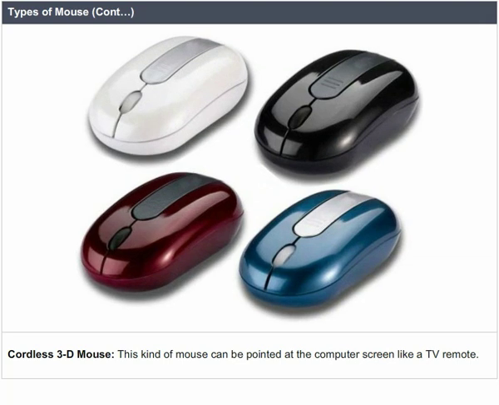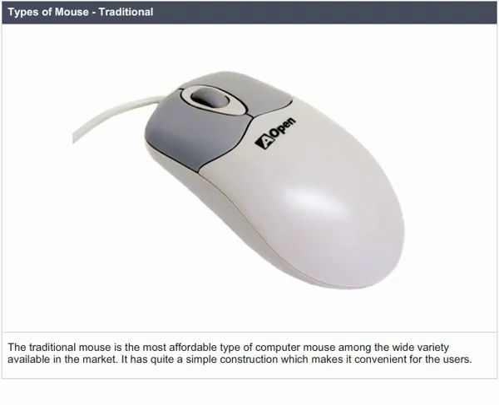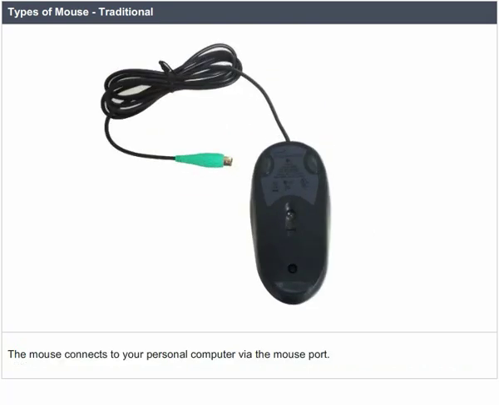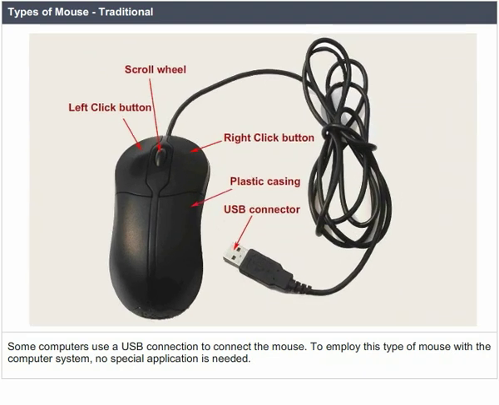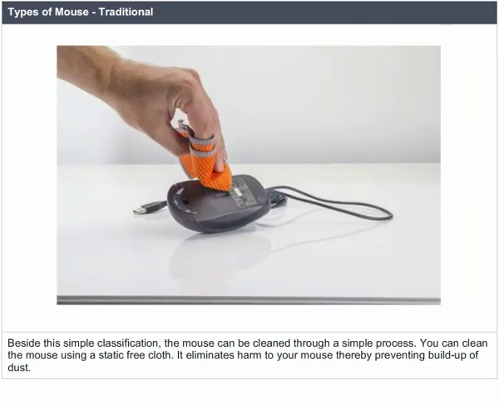Types of mouse. Traditional. The traditional mouse is the most affordable type of computer mouse among the wide variety available in the market. It has quite a simple construction which makes it convenient for the users. The mouse connects to your personal computer via the mouse port. Some computers use a USB connection to connect the mouse. To employ this type of mouse with the computer system, no special application is needed. Besides this simple classification, the mouse can be cleaned through a simple process. You can clean the mouse using a static-free cloth. It eliminates harm to your mouse, thereby preventing buildup of dust.